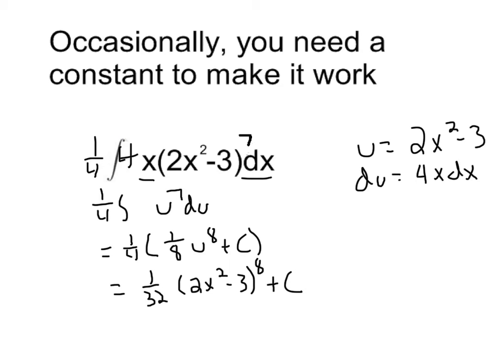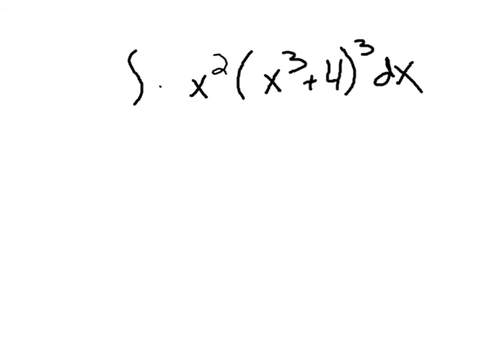There's no need to distribute that 1/4 to the c because c times 1/4 is just going to be another constant. So it sort of is like a black hole. It just sort of sucks all the constants that are multiplied by it up. I'll give you 60 seconds to try this one.